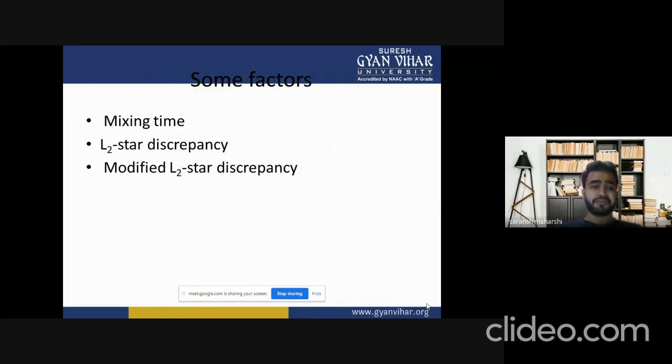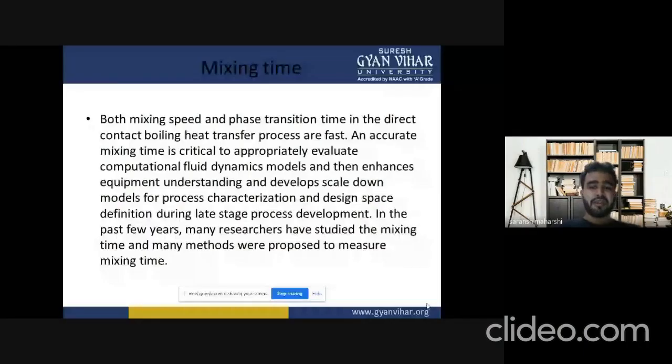First of all, we will discuss mixing time. Both mixing speed and phase transition time in the direct contact volume heat transfer process are fast, and accurate mixing time is critical to appropriately evaluate computational fluid dynamics models, enhance equipment understanding, and develop scaled-down models for process characterization and design specifications during the last stage of process development.